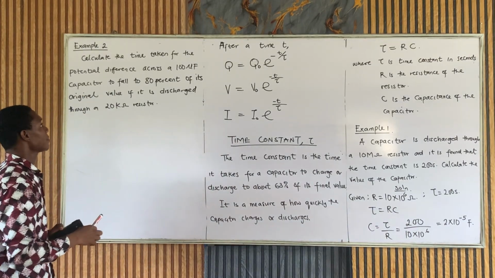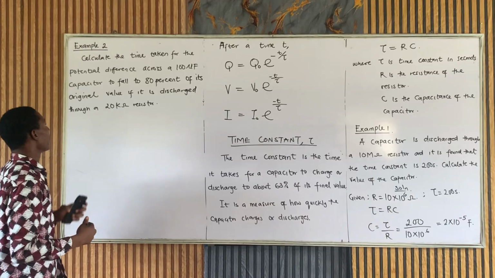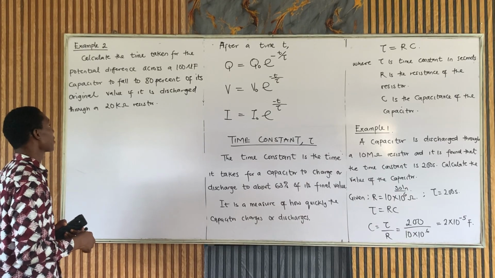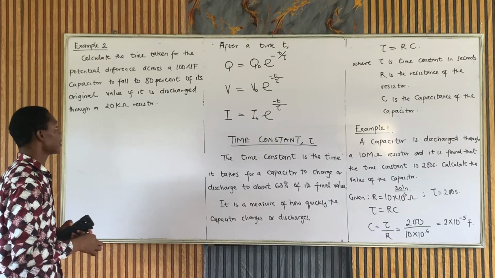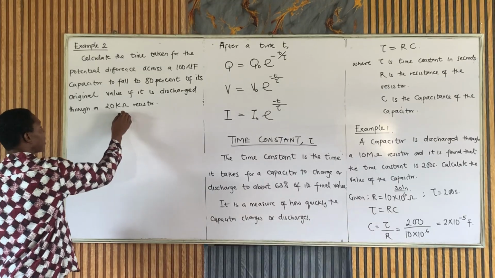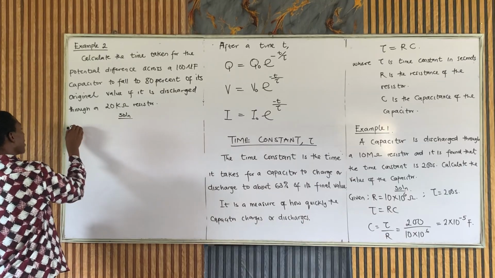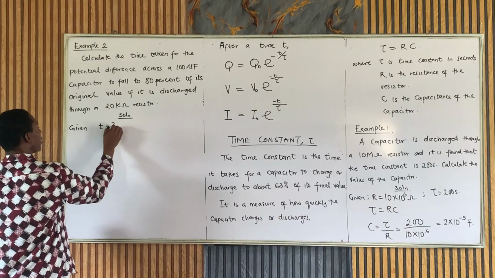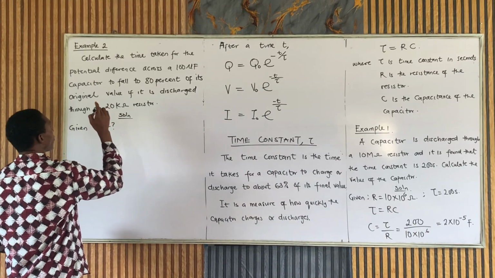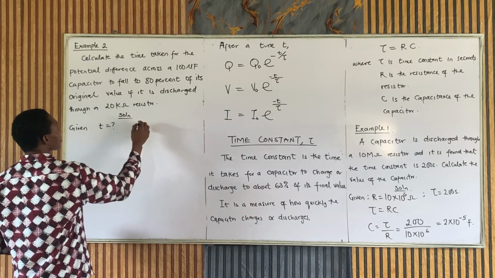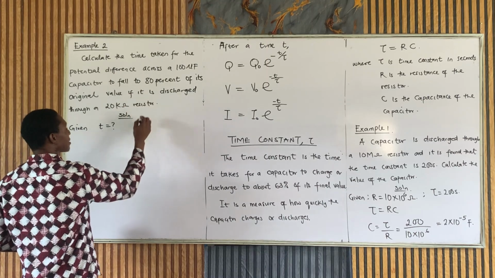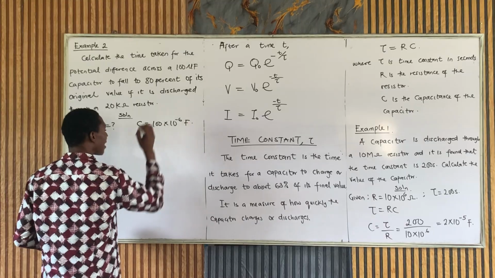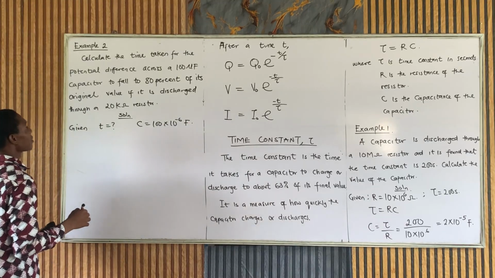Calculate the time taken for the potential difference across a 100 microfarad capacitor to fall to 80% of its original value if it is discharged through a 20 kilo ohm resistor. Let's solve this question now. This is our example 2. So what are we given here? Firstly, we are told that we are looking for time. The capacitance of the capacitor is given to be 100 times 10 raised to the power minus 6 farad, and the potential difference falls to 80% of its original value.